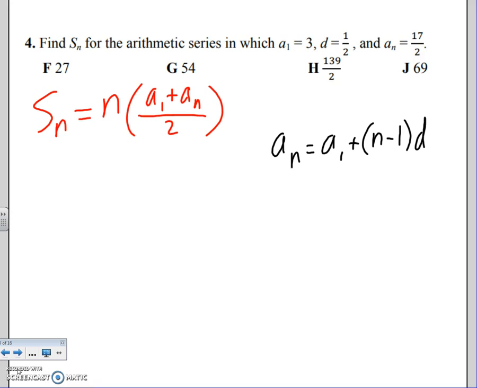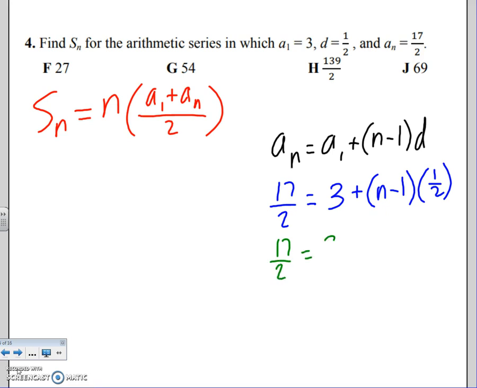We know a sub n is 17 over 2, equals a sub 1 is 3 plus n minus 1 times d. d is 1/2. Alright, so I can distribute. 1/2 n minus 1/2. Let's see, combine like terms. 17 over 2 equals 3 minus 1/2, that makes it 5 over 2, plus 1 over 2 n.